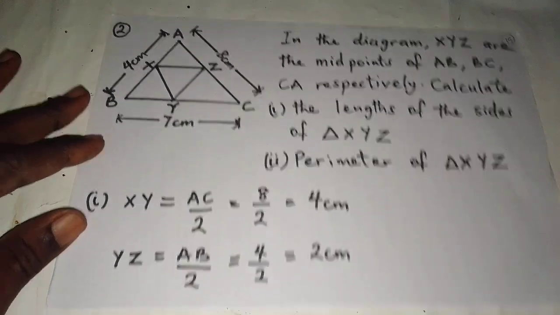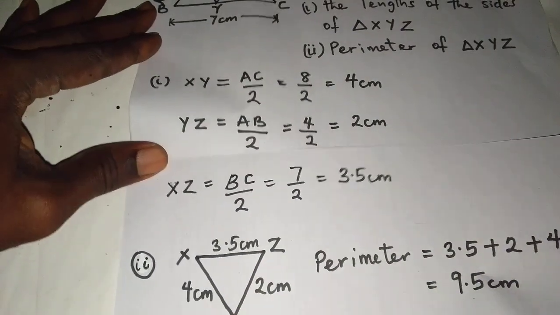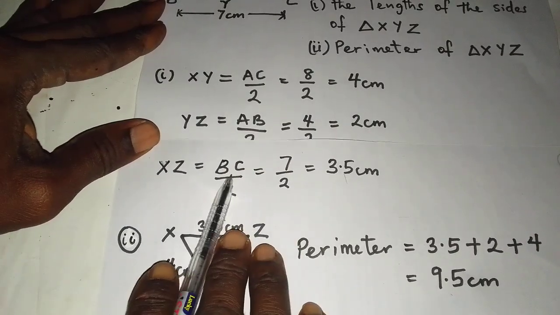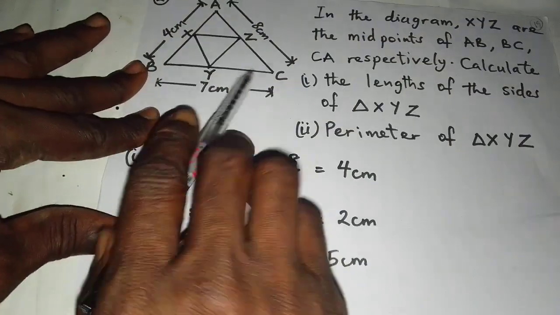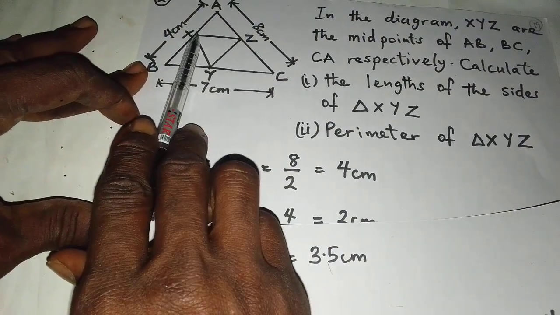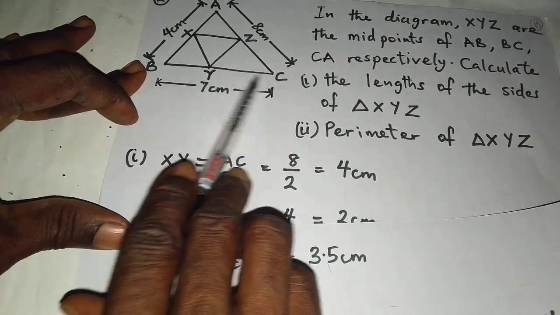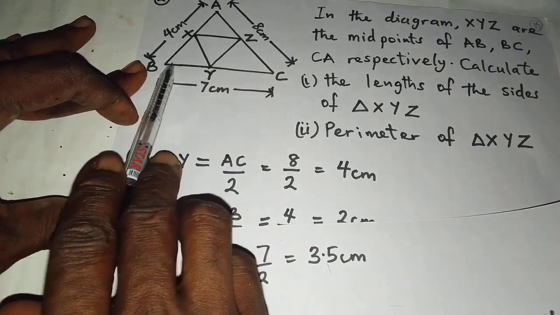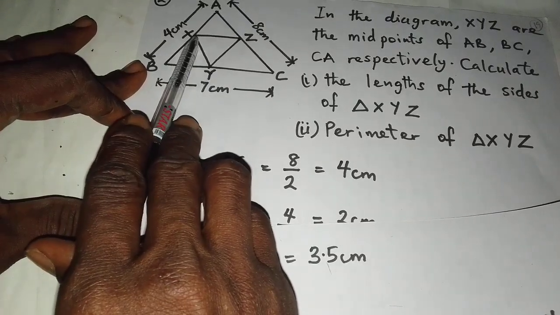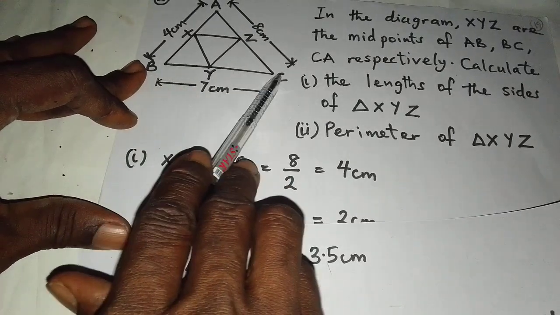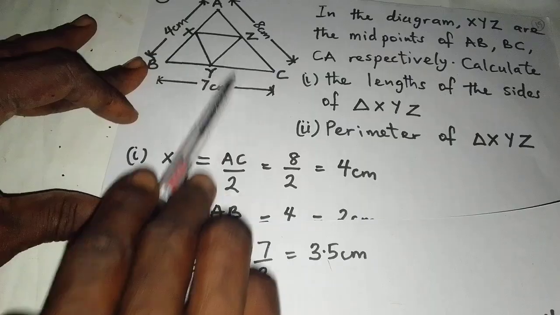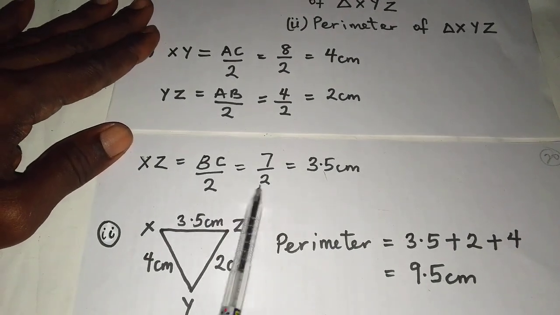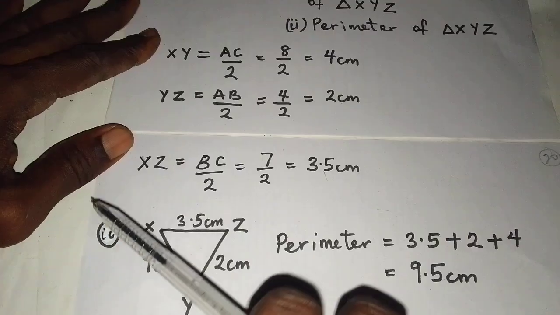Then the third side, XZ. For our XZ, this line is parallel to this side, and these are the midpoints, so the length of XZ will be half the length of this side. So 7 divided by 2, which is 3.5 centimeters.